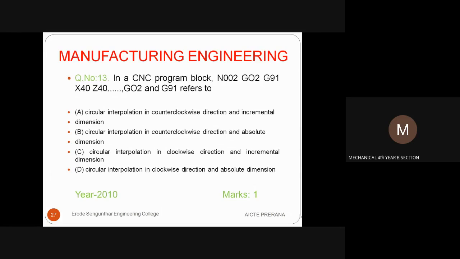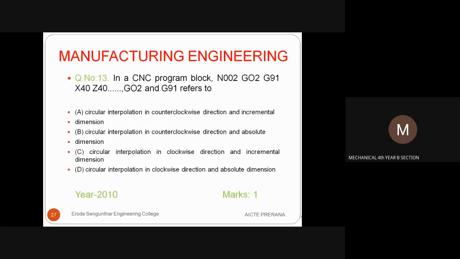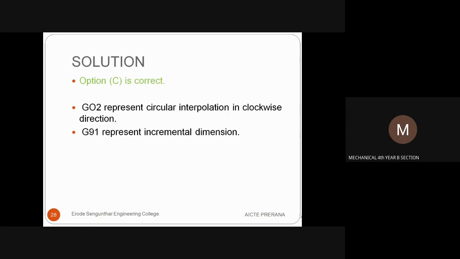The options are: counterclockwise direction and absolute dimension; circular interpolation in clockwise direction and incremental dimension; and the last option is circular interpolation in clockwise direction and absolute dimension. This question was asked in the year 2010, and it carries 1 mark. Let us see what the answer is. So C is the right option.